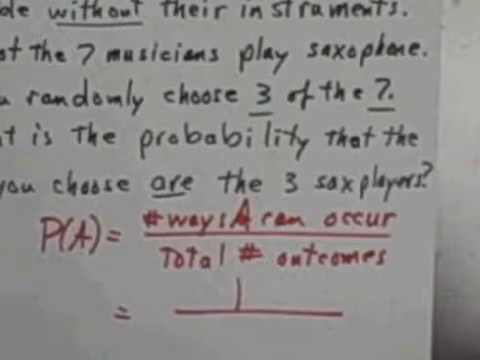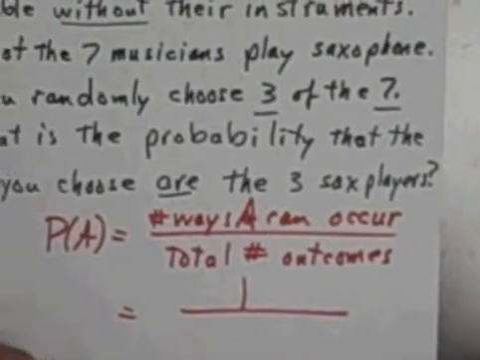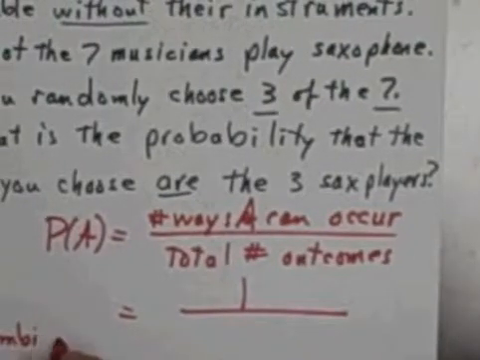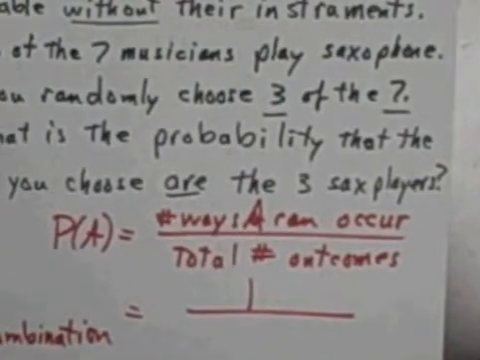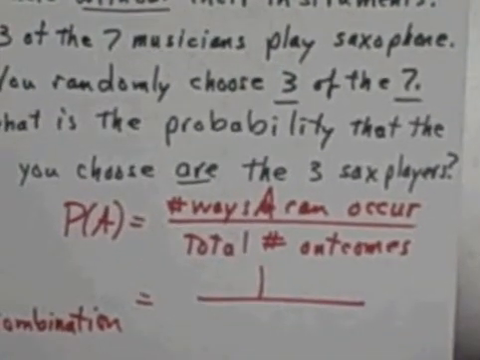If you think about it, no, that's not important. All I'm interested in knowing is if the 3 that I choose are saxophone players, and I don't care what order they're in, just do they play the saxophone? So once again, order is not important, which means this is a combination. This is a combination problem. So let's do it both ways.